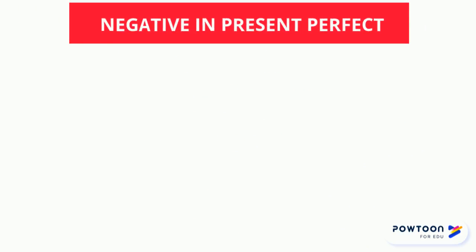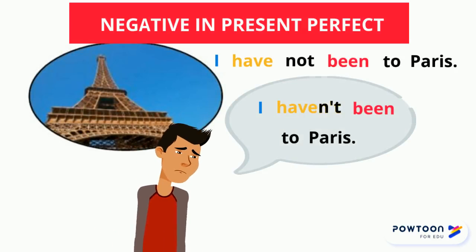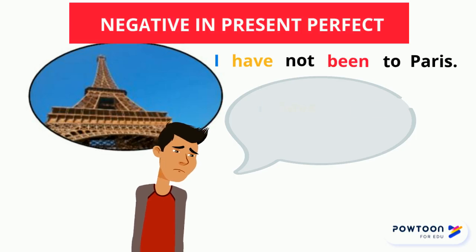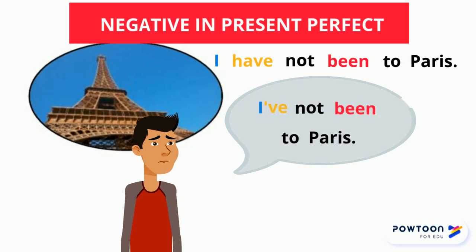Last point worth noting about the format of present perfect is that it can also be used in the negative. I have not been to Paris. Contracted, this would be I haven't been to Paris, or I've not been to Paris.